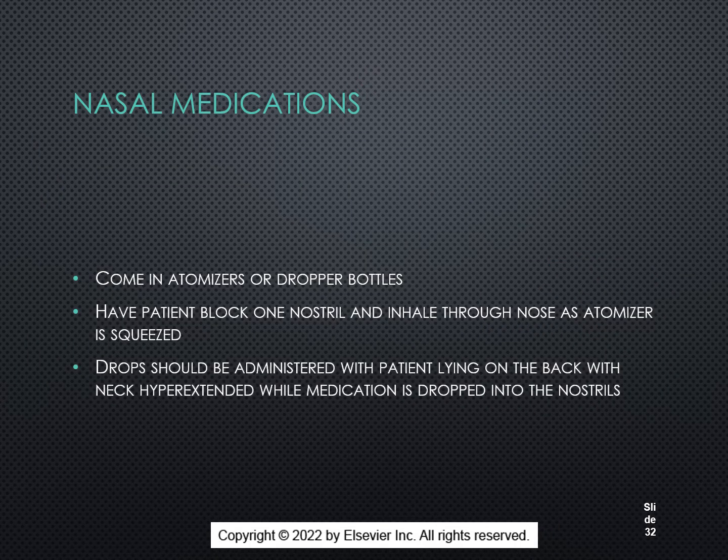Nasal medications come in a soft plastic atomizer or dropper bottle. An atomizer bottle will contain decongestant. To use an atomizer bottle, have the patient clear the nose as much as possible. While holding one nostril shut, the patient inserts the top of the atomizer into the other nostril. The patient squeezes the bottle while breathing in and repeats the process on the other side. 1 or 2 squirts per nostril is the usual dose. The top of the bottle should be wiped clean before the cap is replaced.